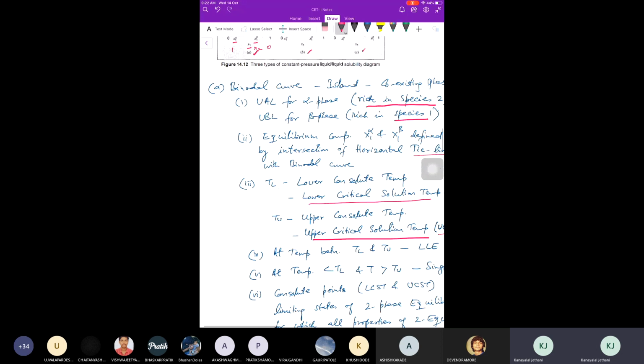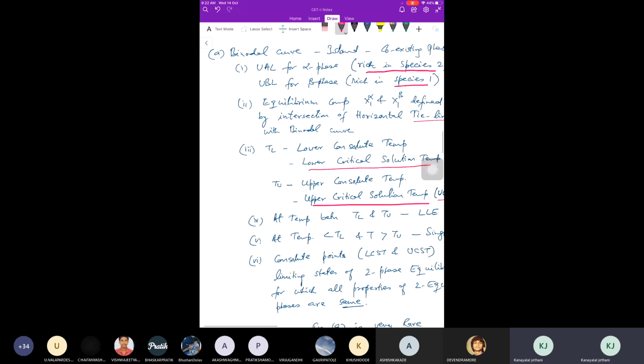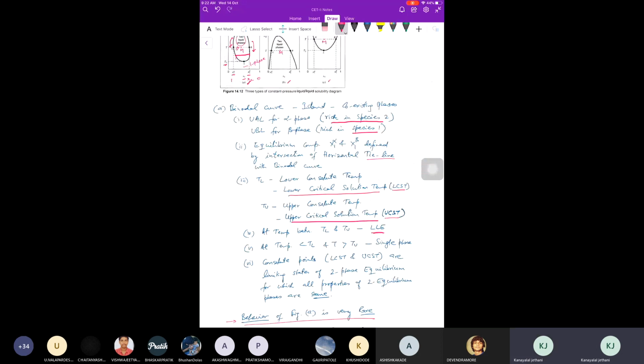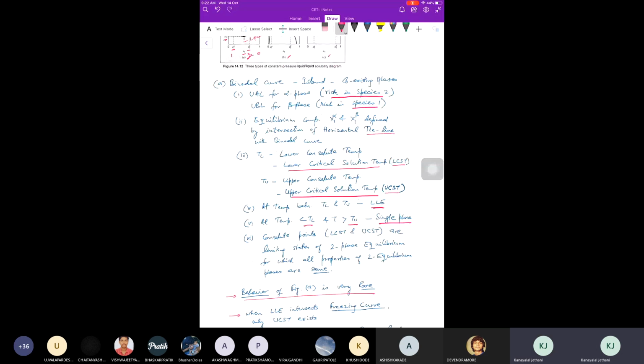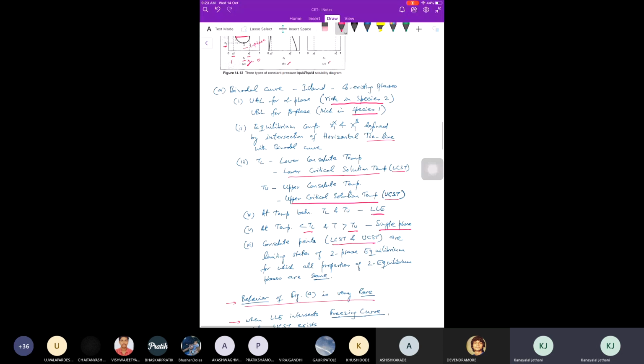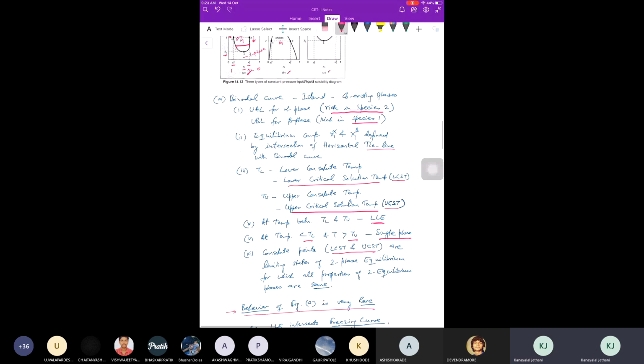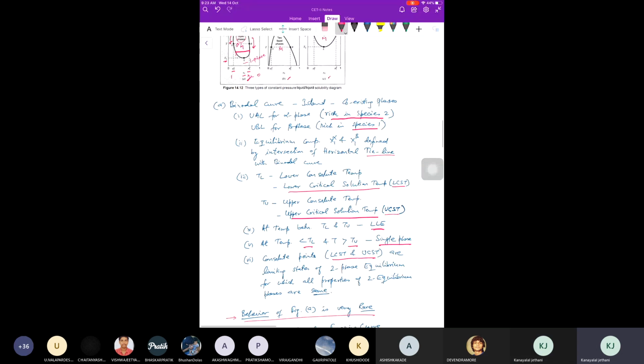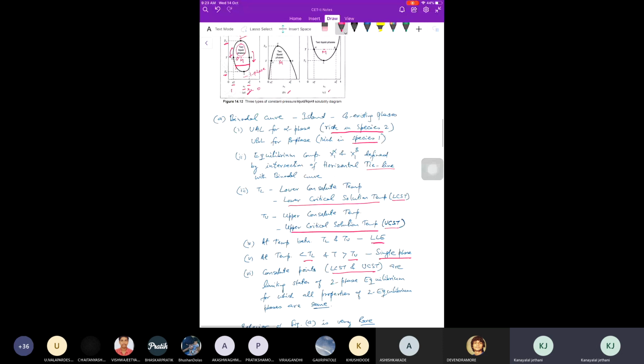So between TL and TU, it is LLE, that means two liquid phases, and at temperatures less than TL and greater than TU, it is single phase. Okay. So the consolute temperature points, LCST and UCST, are limiting states of two-phase equilibrium, for which all properties of the two equilibrium phases are the same. So these are two limiting points for equilibrium. Any questions on diagram A before we proceed to B?